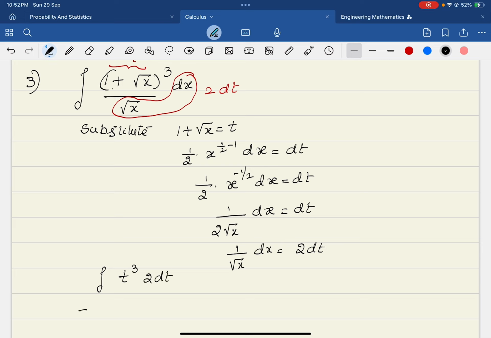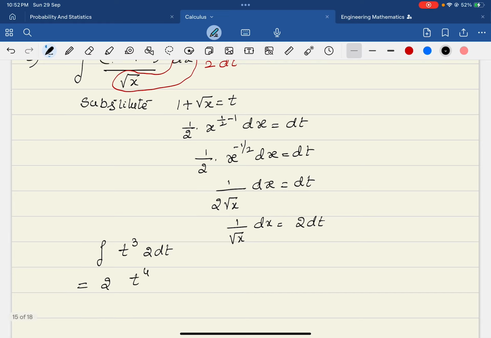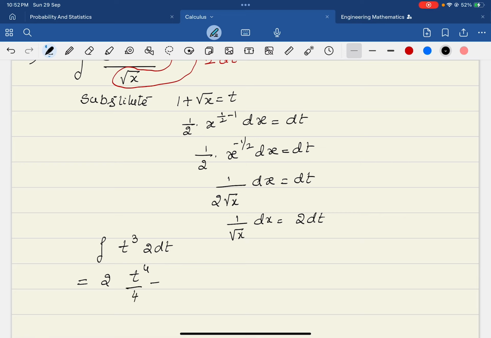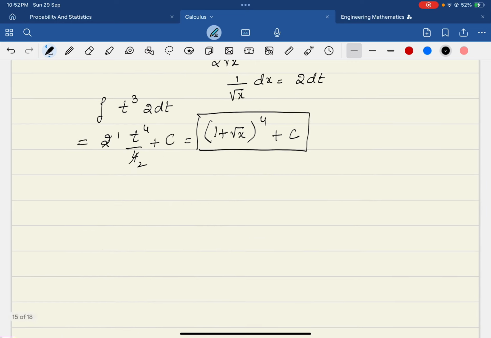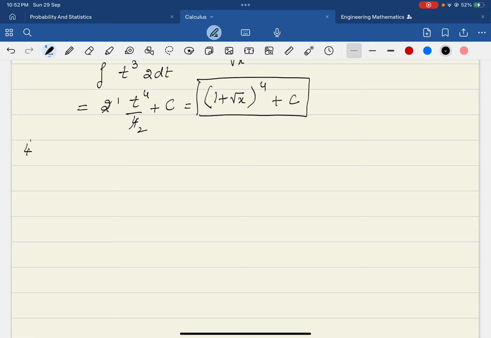Okay, so now I can take 2 outside. Integral t cube dt becomes t power 4 over 4 plus the constant. Now 2 1s and 2 2s get cancelled. Now what is t? 1 plus root x the whole power 4 plus the constant. So this is the solution. I hope it's clear. So here also we have used the substitution method. So now let us do one more problem here.